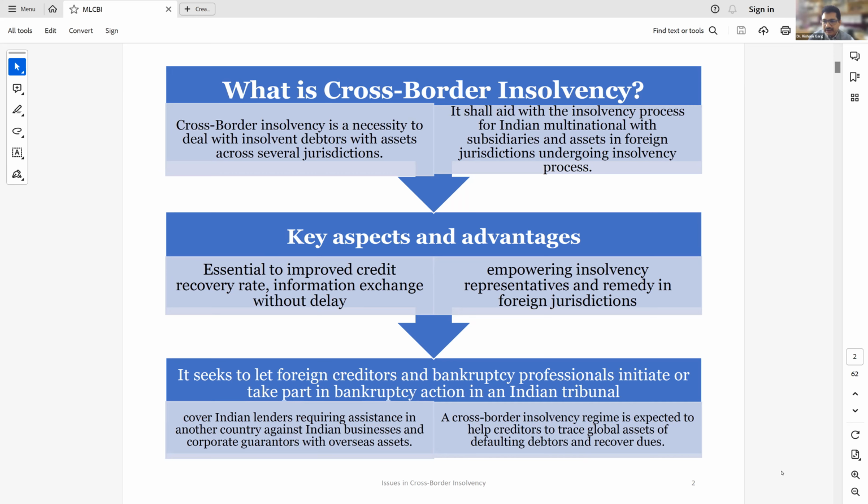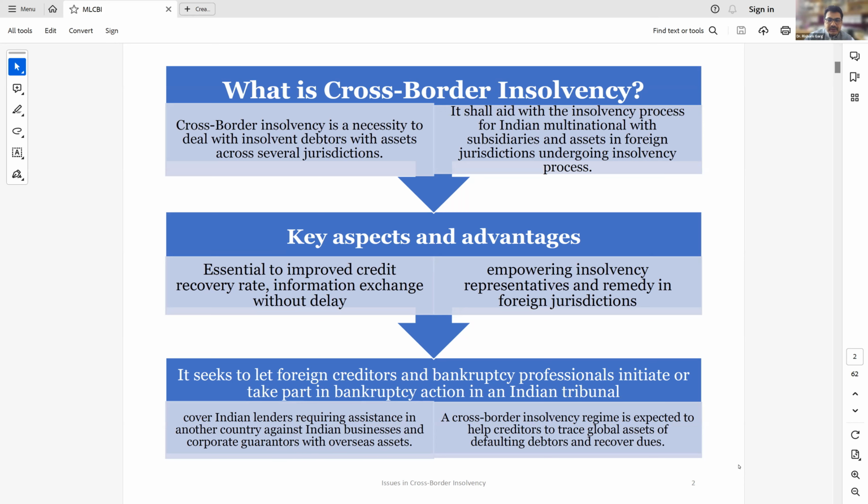So if the enabling legislation or the legal regime is not there, you may go to a foreign country and they will say, why should we recognize this NCLT order? Do we have any legal regime? What is the law or the legal structure wherein we can recognize and enforce the foreign courts' insolvency court orders?